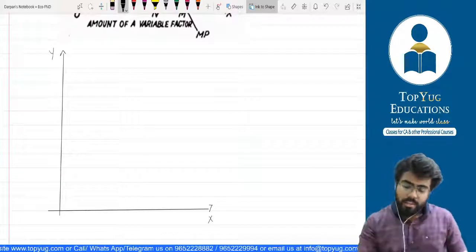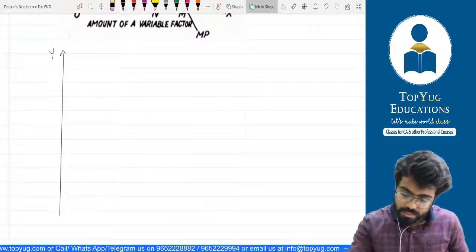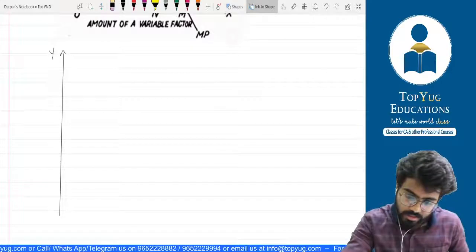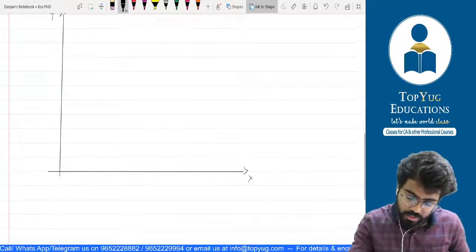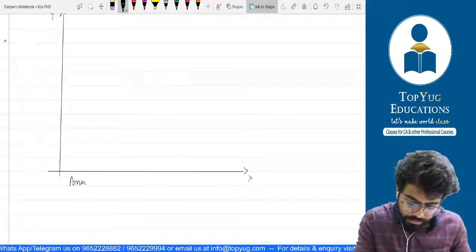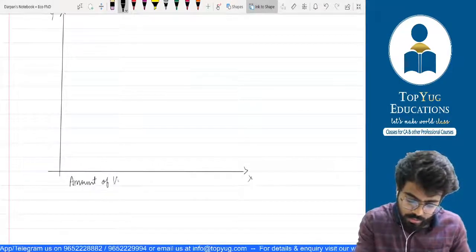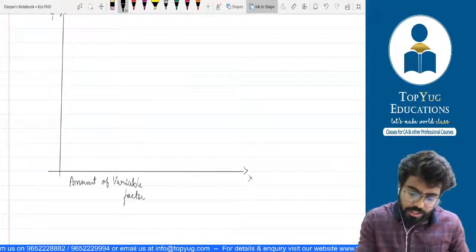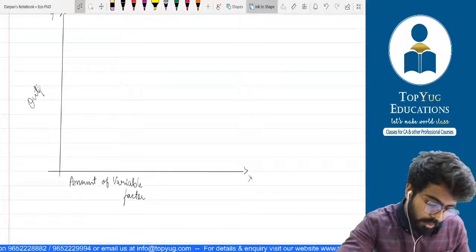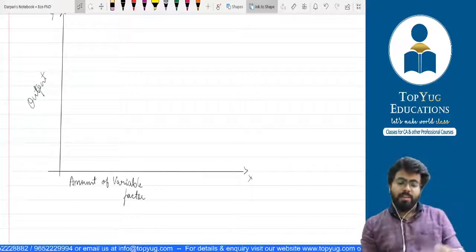So on the x-axis, what are you taking? Let's increase the x-axis a little bit. It became too small. On the x-axis, you're taking the amount of variable factor. Correct? Amount of variable factor. And what are you taking at the y-axis? You're taking output at the y-axis.